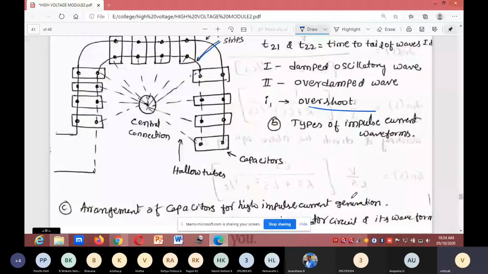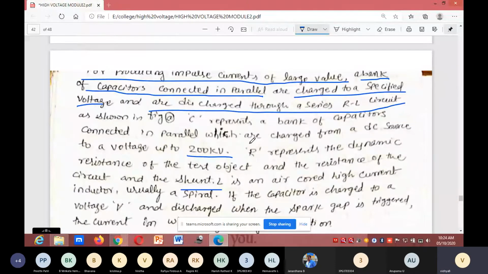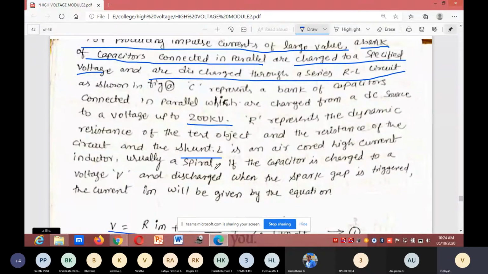For producing impulse currents of large value, a bank of capacitors connected in parallel is discharged to a series RL circuit. The bank of capacitors connected in parallel is charged from a DC source to a voltage of up to 200 kV. R represents the dynamic resistance of the test object and the resistance of the circuit, and L is an air-core high current inductor, usually a spiral.